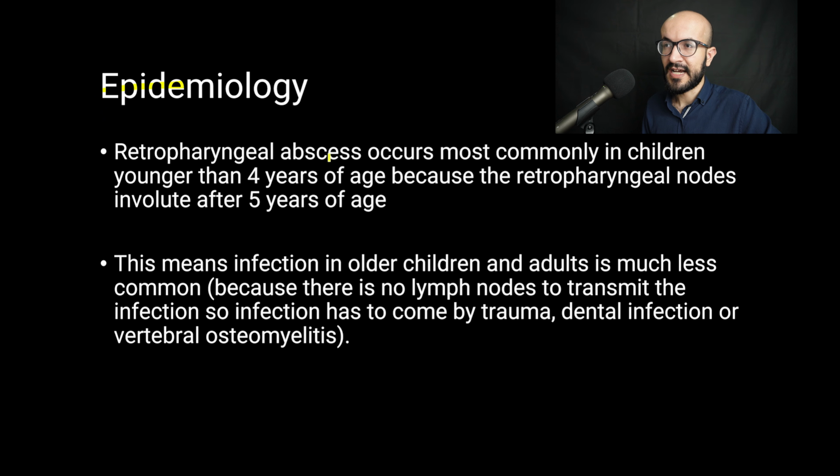So the retropharyngeal abscess occurs most commonly in children younger than 4 years of age, because the retropharyngeal nodes involute after age 5. This means that infection of the retropharyngeal space cannot be transmitted by the lymph nodes anymore. And also, infection in older children and adults is much less common because there are no lymph nodes to transmit the infection. So infection has to come by trauma or dental infection or by vertebral osteomyelitis.